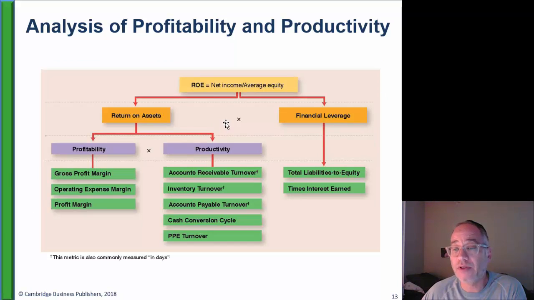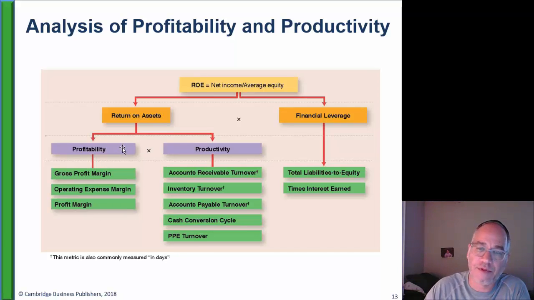Now, this all then multiplies together. Return on equity breaks into two ratios, return on assets and financial leverage. And then within return on assets, you have two components: what's called profitability and what's called productivity. And in fact, you can break these down into four additional ratios, which will build up towards these things.